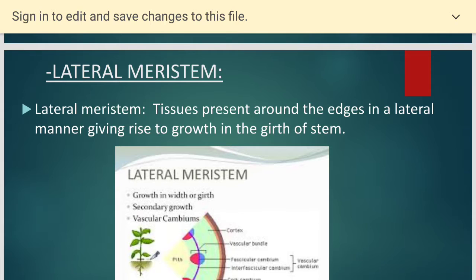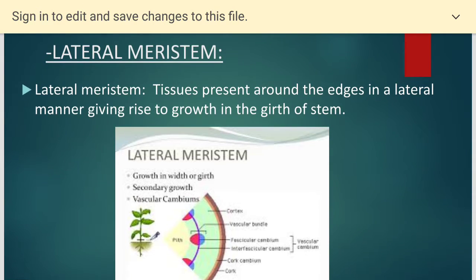Lateral meristems are those tissues that are present around the edges in a lateral manner, giving rise to growth in the girth of a stem. Girth is the width. You must have observed that when the plants are growing, they become wider in girth. So the width increases. That is the growth in girth of a stem. So lateral means it is sideways growth from both the sides.